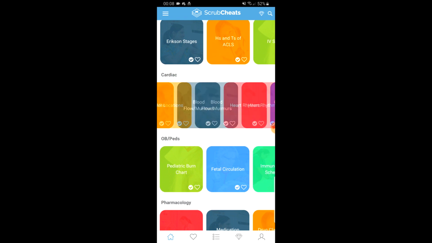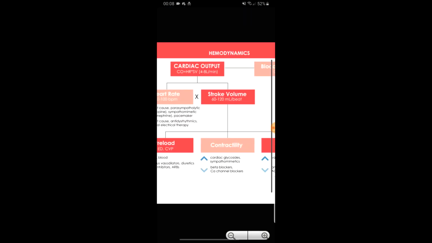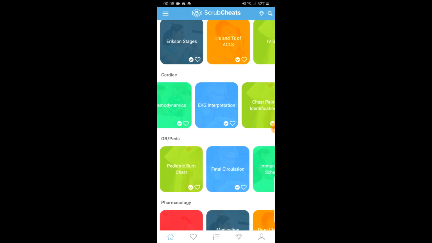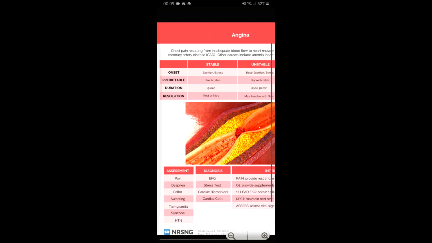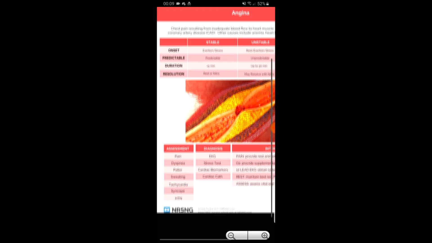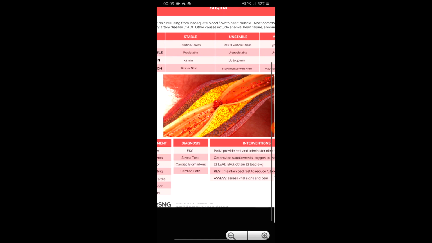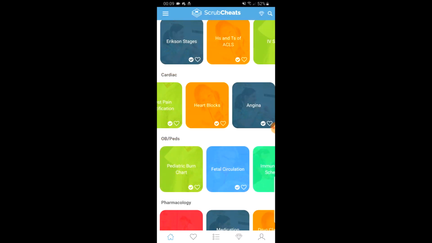So, cardiac, a lot of useful cardiac things. Hemodynamics, EKG interpretations, literally a good amount. Anginas, again, tells you exactly what type of anginas, assessment, diagnosis, and interventions for them.